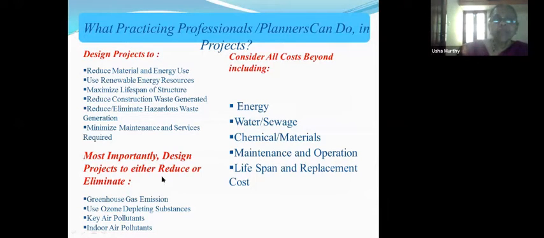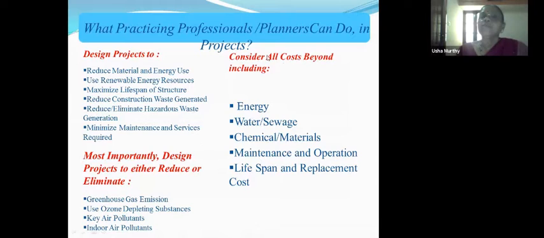Apart from these things, the design projects are to either reduce or eliminate greenhouse gas emissions and the use of ozone depleting substances, and reduce air pollutants and also indoor air pollutants. These are all the things to be achieved. And then consider all costs beyond.